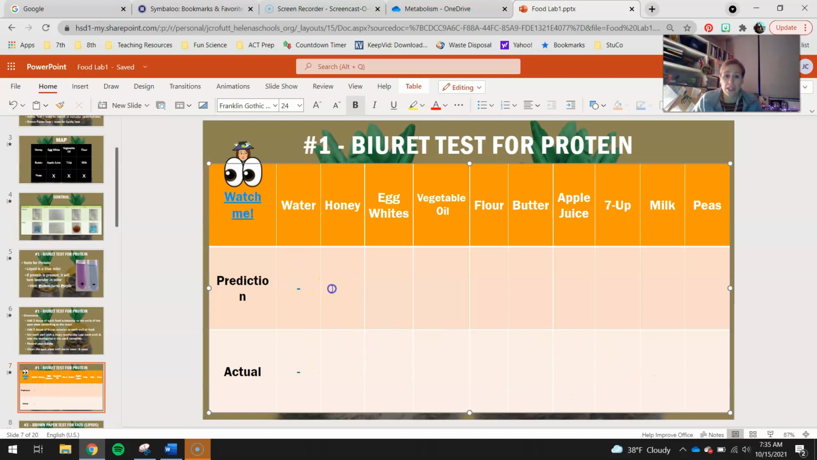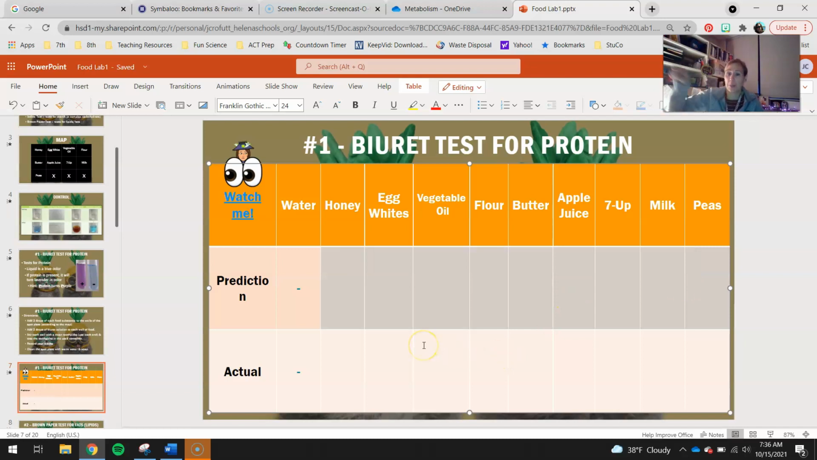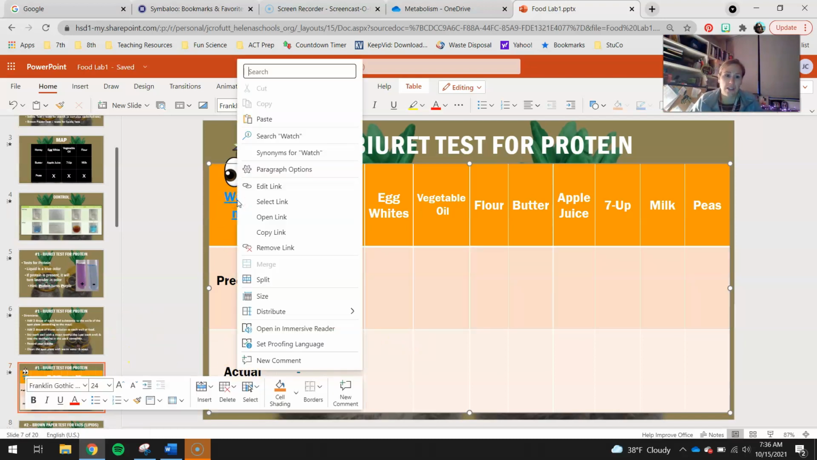Okay, so again, go through, make your predictions first for honey, egg whites, vegetable oil, flour, butter, apple juice, 7-Up, milk, and peas. Which of these do you think have protein? Put a plus sign. Which do you think don't have protein? Put a negative sign. Okay, and then you guys will click right here and watch this little video.